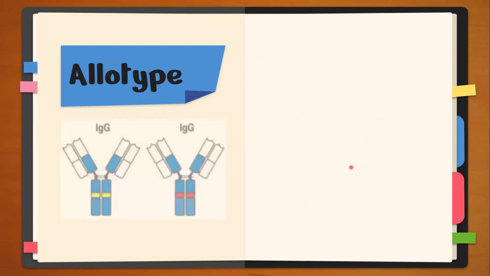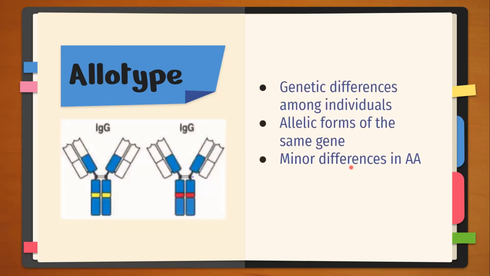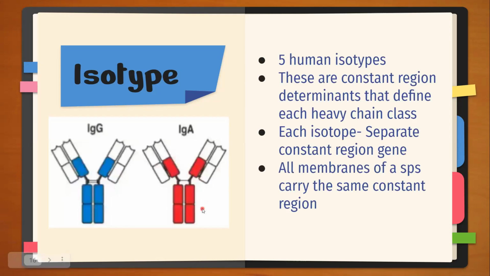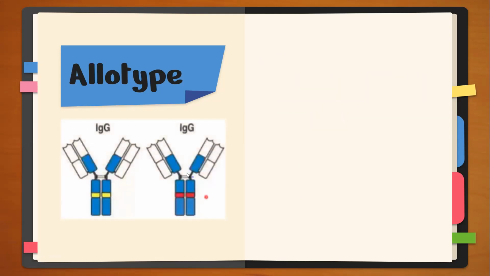Next is allotype. This is due to the genetic differences in individuals. It is related to the concept of alleles. One gene can have many allelic forms. Similarly, each human may have different alleles for this IgG. So although they both are human IgG, there are slight differences in the amino acid sequences. This is allotype. Again, like the isotype that we studied, it is also a phenomenon seen in the constant region.